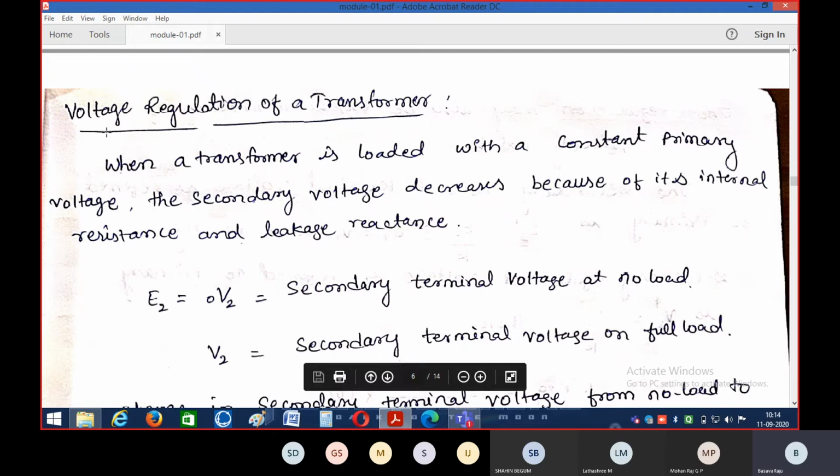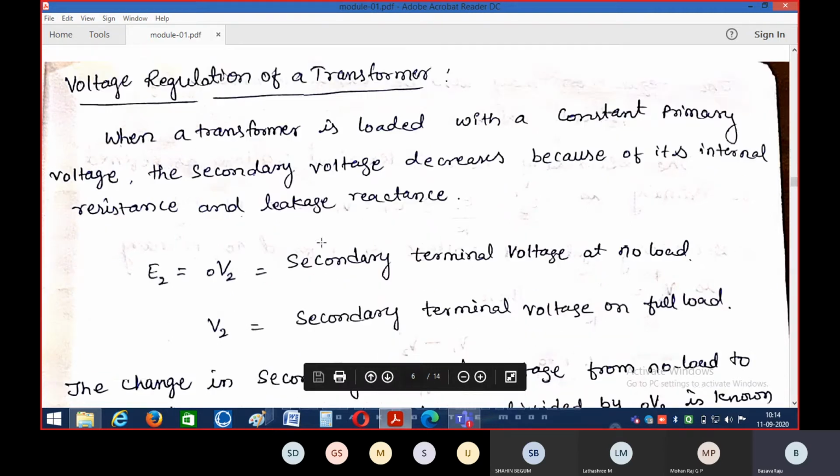Okay. So firstly, let me tell you what is voltage regulation. Voltage regulation means when a transformer is loaded with constant primary voltage, the secondary voltage decreases because of its internal resistance and leakage reactance. This we already know, right?